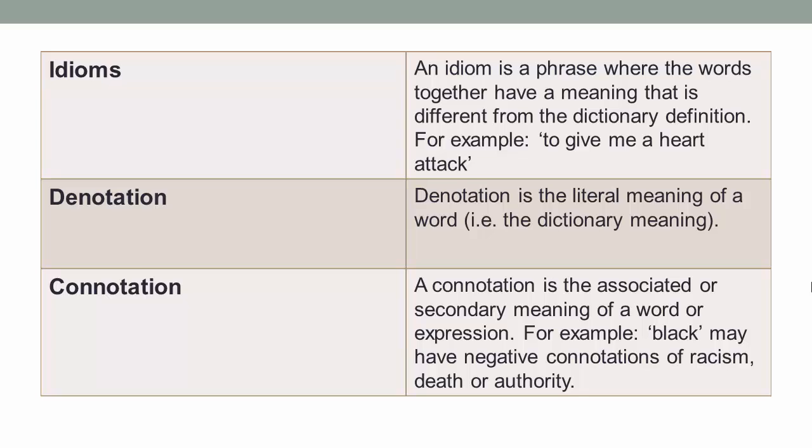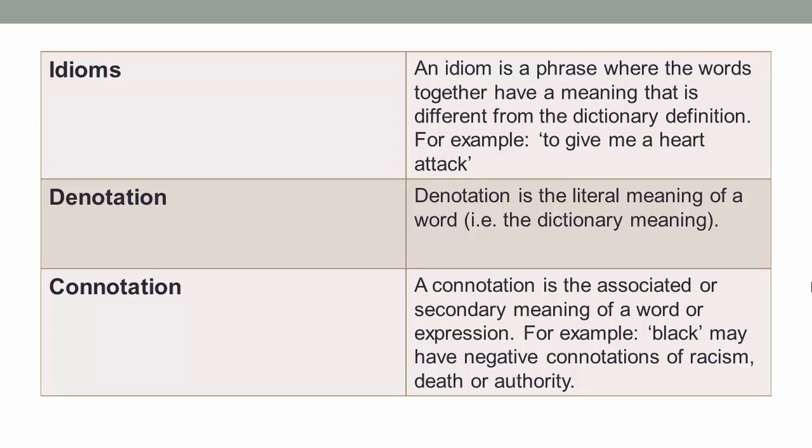Next we have idioms. An idiom is a phrase where the words together have a meaning that is different from the dictionary definition. For example, to give me a heart attack is not literally to give me a heart attack, but rather that it could indicate shock or surprise, or even disbelief. Next we have denotation. Denotation is a literal meaning of a word, i.e. the dictionary meaning.